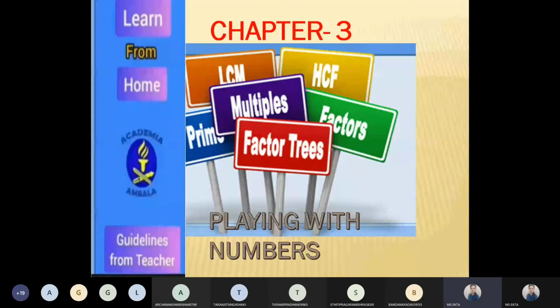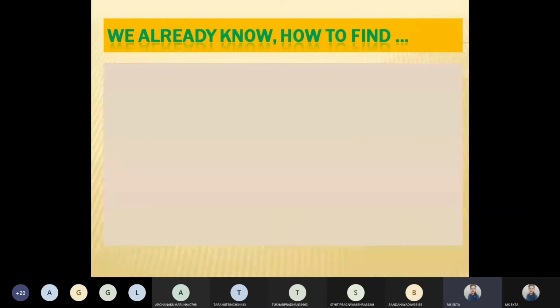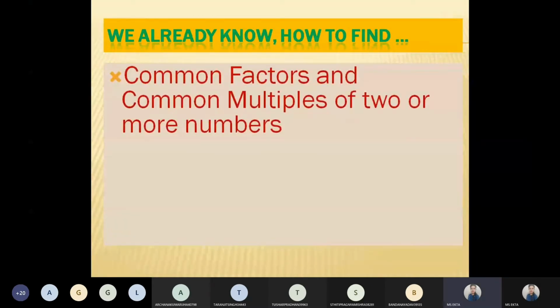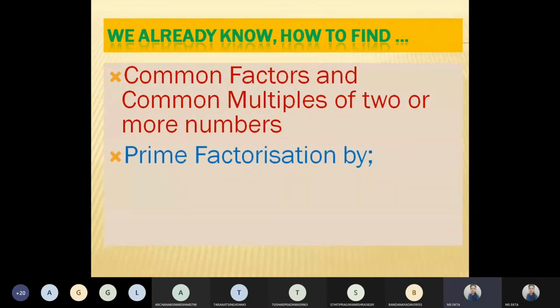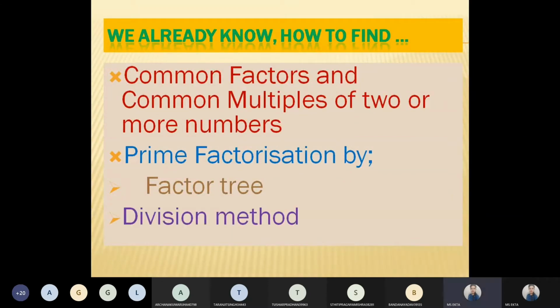Good morning, students. We are doing chapter 3, playing with numbers. We already know how to find common factors and common multiples of two or more numbers. Prime factorization by factor tree and division method.